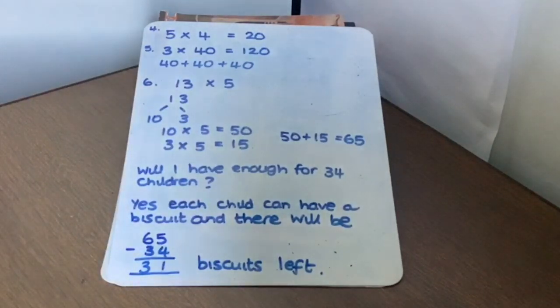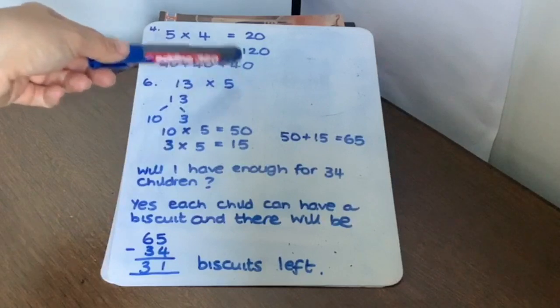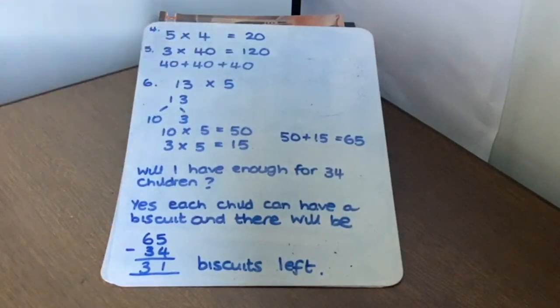And then question 5. This was a little bit tricky. You had to look at this carefully. They were actually tens. So each of the place value counters were tens. So there were 3 groups of 40. So you were doing 3 multiplied by 40. Now the best way to work this one out would have been with repeated addition. So 40 add 40 add 40 equals 120.